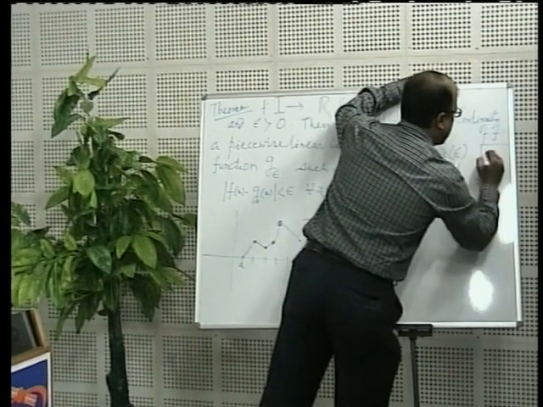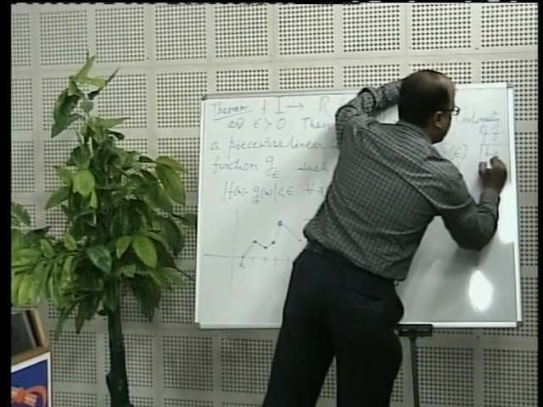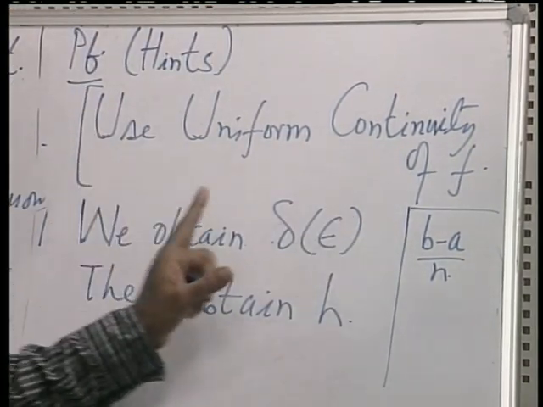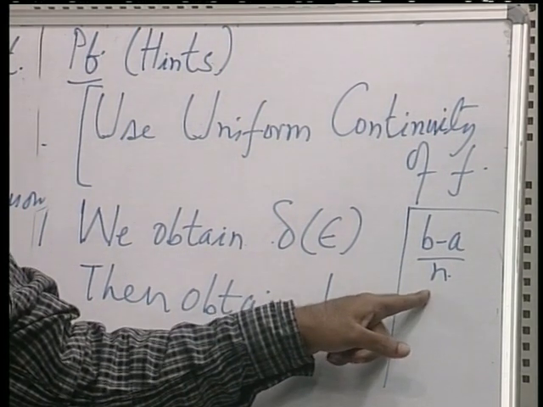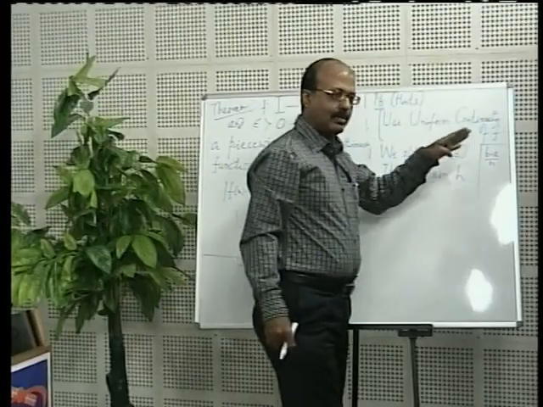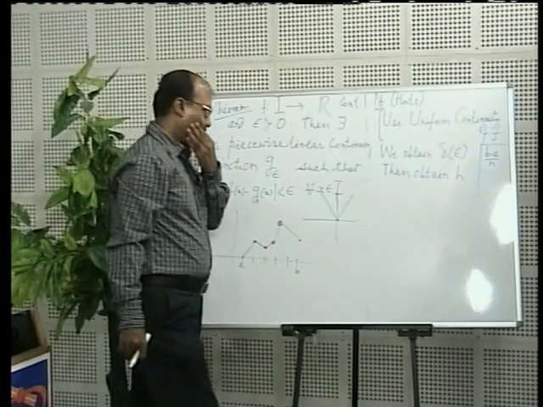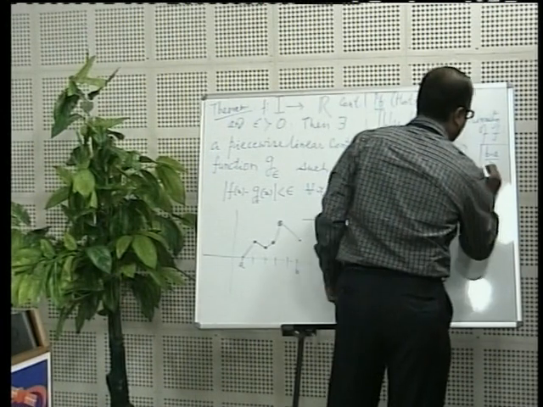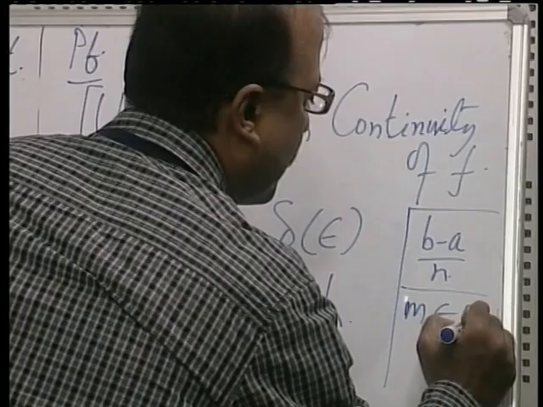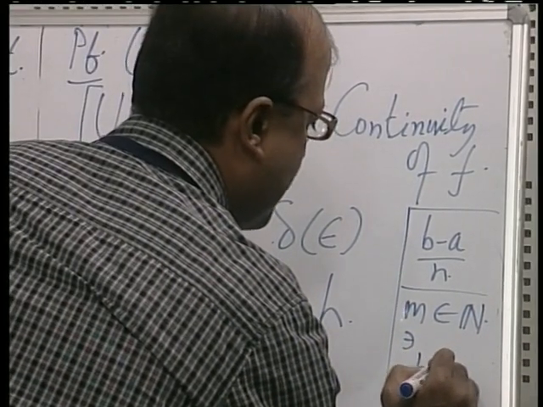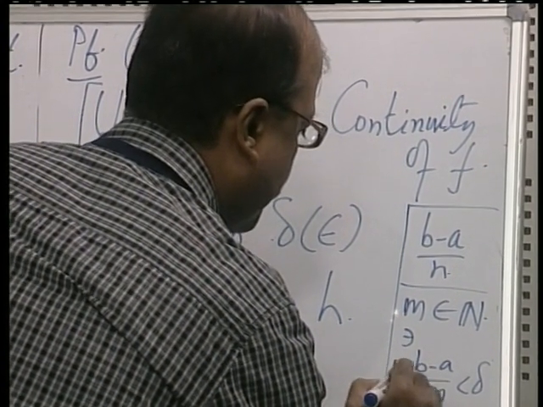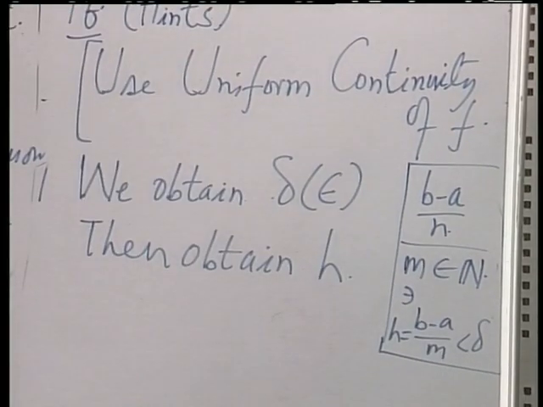H was obtained by just considering the sequence (b minus a)/n, where b minus a is the difference of the endpoints of the closed interval I, and n is a natural number. This is a sequence which goes to 0 as n tends to infinity, so it will go below every possible positive number. So you can always obtain a large M. There exists M belonging to the set of natural numbers such that (b minus a)/M is less than delta. This is your H, right? I hope you are able to recall this.